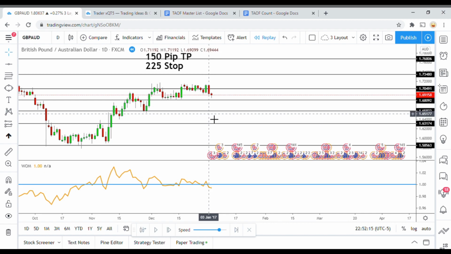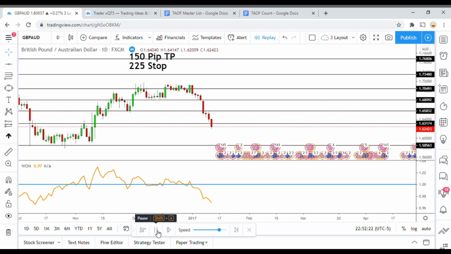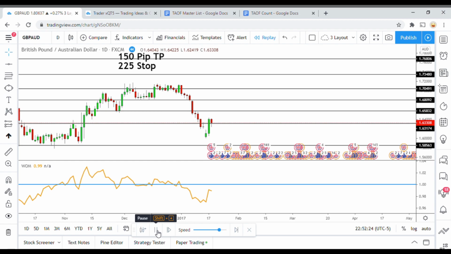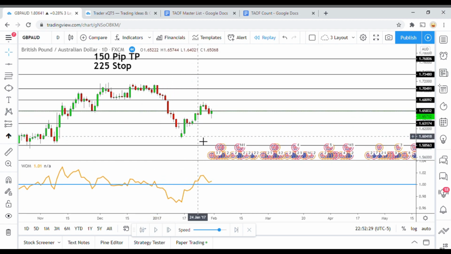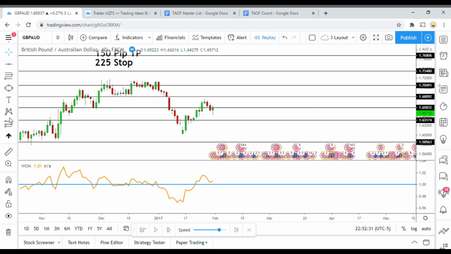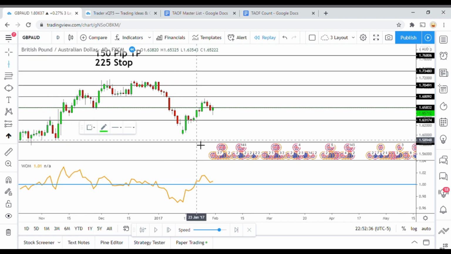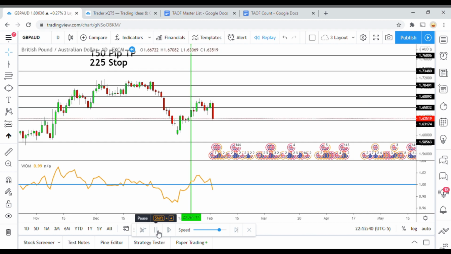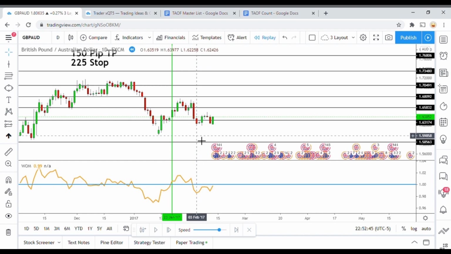Let's see. So we get our first. Let's double check here. Where are we at? Not quite. So let's go ahead and play it from there. Go ahead and play it out from here. Cruising along. Get our first break above right here. That was a decent little move. Definitely got us to take profits. So far so good. Get a break to the downside right there.